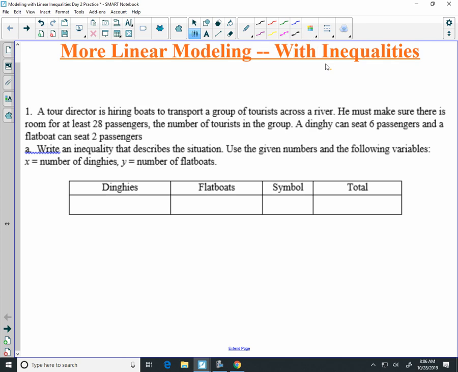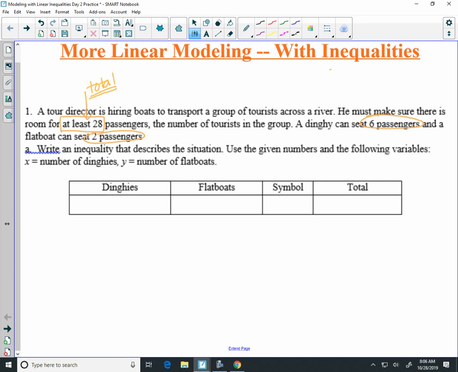The tour director is hiring boats to transport a group of tourists across the river. He must make sure there is room for at least 28 passengers. That sounds like a total to me. The number of tourists in the group. A dinghy can seat 6 passengers, and a flatboat can seat 2 passengers.